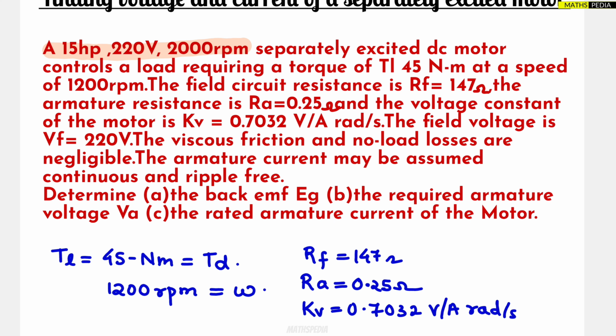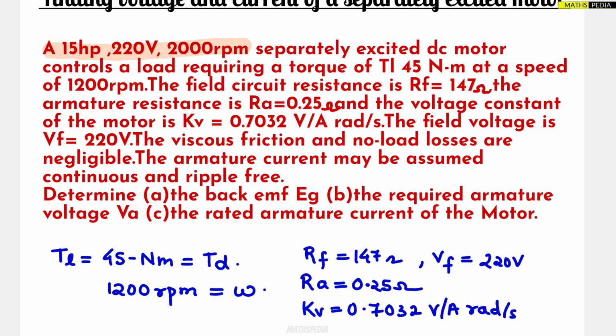The field voltage is also given. Beside Rf, I am going to write Vf, the field voltage, 220 volts. The viscous friction and the no-load losses are negligible, so we can leave them out. The armature current may be assumed as continuous and ripple free. Okay, so this is the main part.